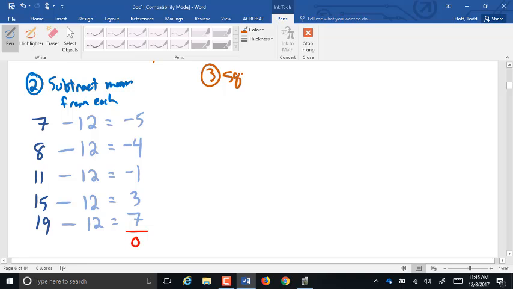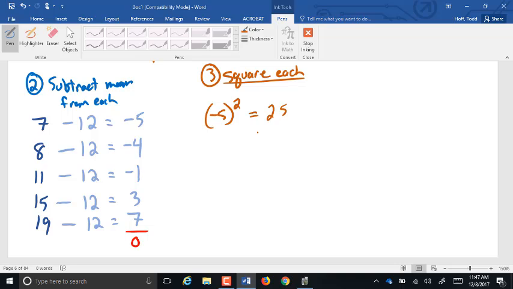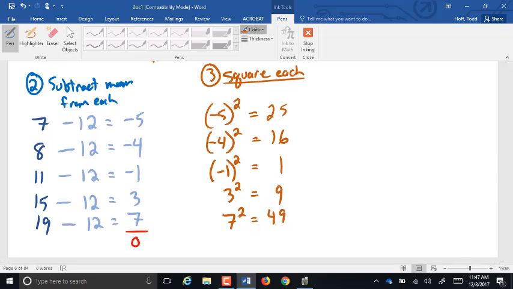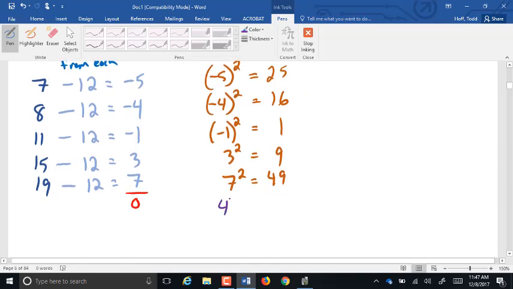Step 3 is to square them. Square each deviation. Negative 5 squared, 25. Good. Do you want me to wait a second, catch up? Okay. Negative 4 squared is 16. Negative 1 squared is 1. 3 squared, 9. And 7 squared, 49. Those are called, by the way, what? Those are the square deviations. Good.